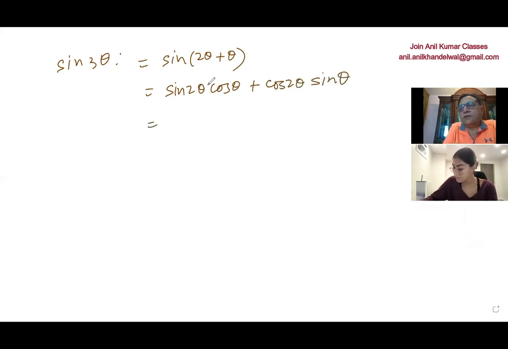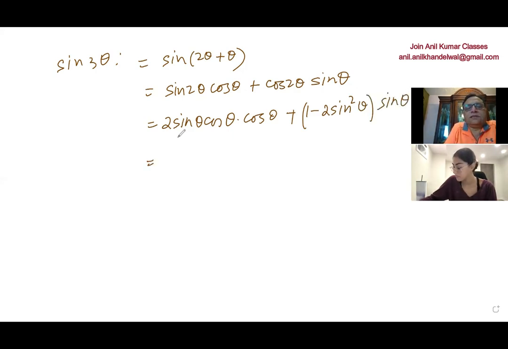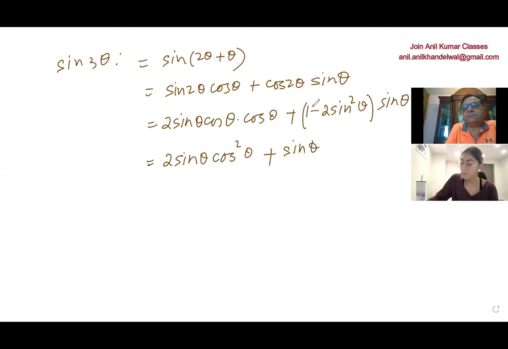Now we know what sine 2 theta is. Sine 2 theta is 2 sine theta cos theta. And we already have cos theta here. Now we can break up cos 2 theta, let's write in terms of sine. So cos 2 theta can be written as 1 minus 2 sine square theta, times sine theta, correct? And let us expand this. We get 2 sine theta cos square theta plus we have sine theta times 1, which is sine theta, right? And then minus 2 sine cube theta.